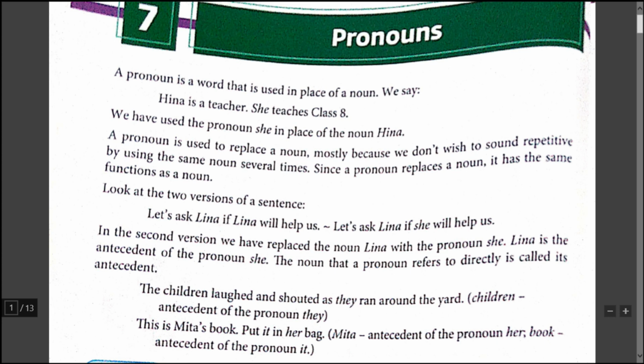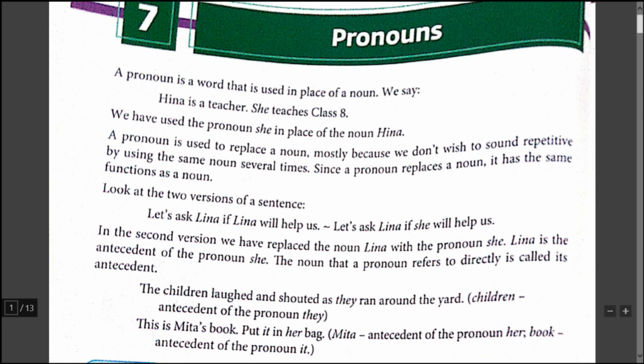The children laughed and shouted as they ran around the yard. About whom are you talking? Children. So children is the antecedent and here the pronoun is they. I shall read again. The children laughed and shouted as they ran around the yard. So children will be the antecedent and they will be the pronoun.